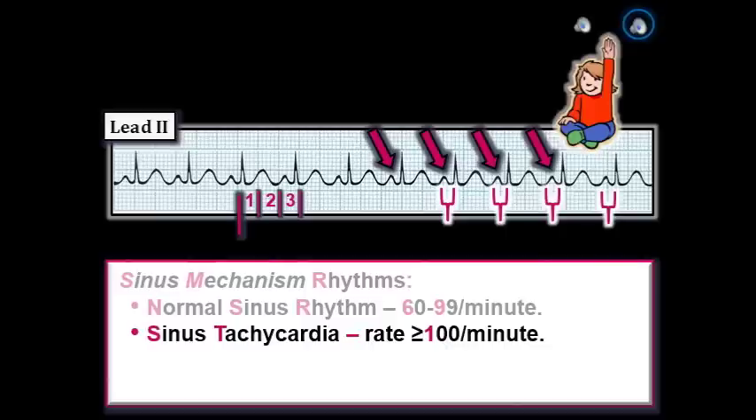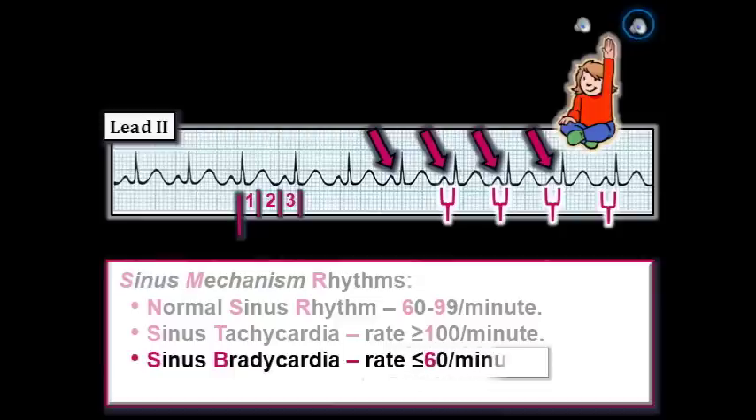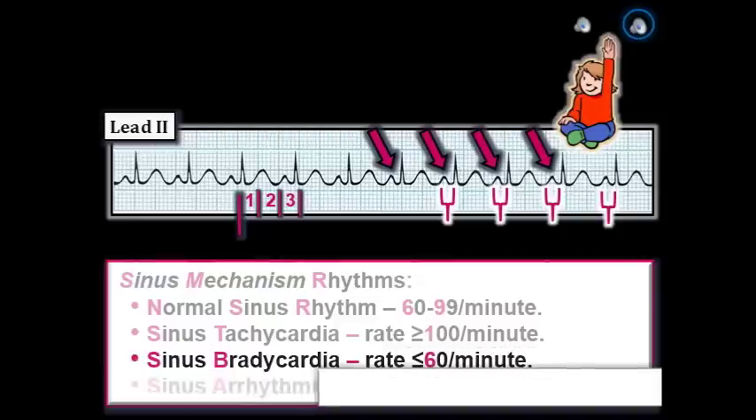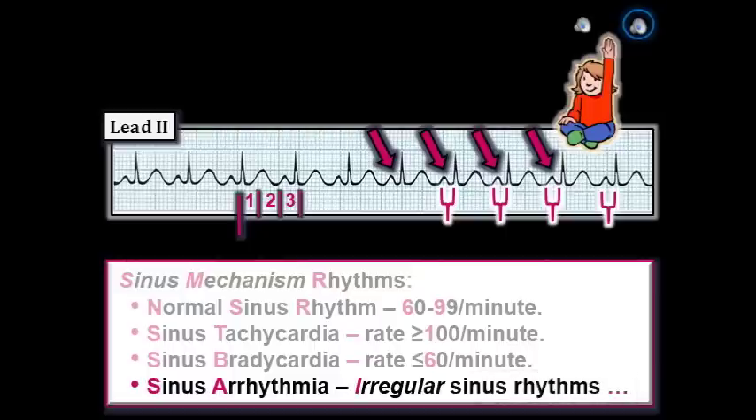If the rate is less than 60 per minute, then we call the rhythm sinus bradycardia. And if R-to-R intervals are clearly irregular, as they were for the previous example, then we are dealing with sinus arrhythmia.